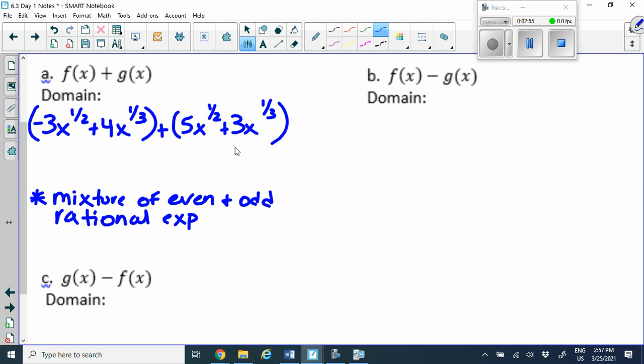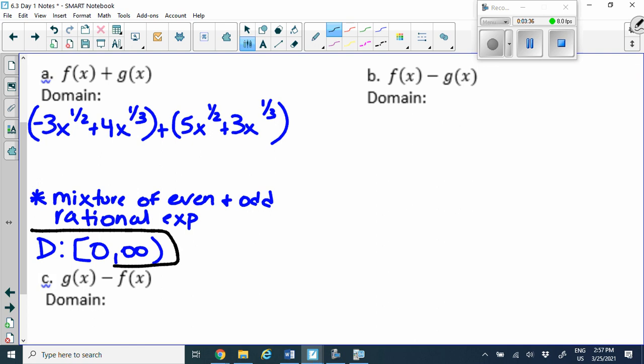Now let's talk about 0. Can 0 work for all of these terms, meaning I get a real solution? Yes. If I just plug 0 into all of these x's, I just get 0, and 0 is a real number. What about a positive? Well, positive numbers work for everything, so yes, they work for all 4 terms. So anytime you have a mixture of both even and odd rational exponents, your domain will still look like just the even rational exponent domain. So we're only going to go from 0 to positive infinity because those are the numbers that work for all 4 terms.